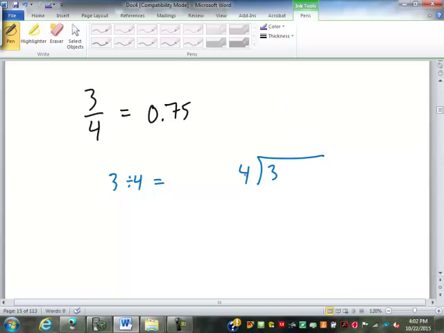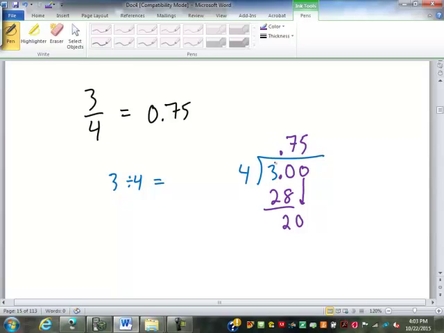So anyway, 4 goes into 3. Well, it doesn't go. So how do we handle this? I have to put in the decimal point, move the decimal point up, and then add a 0. So now 4 goes into 30 7 times. 7 times 4 is 28. We subtract to get 2. Add another 0 and bring it down. 4 goes into 20 5 times, 0.75.